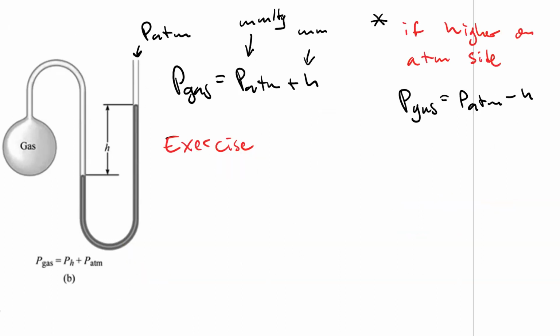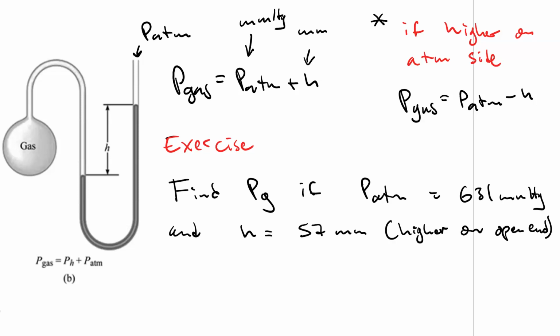Now let's do an exercise. So the exercise is to find the pressure of the gas if the atmospheric pressure is equal to 631 millimeters of mercury and the height is 57 millimeters. That's higher on the open end. Pause your video and work it out.